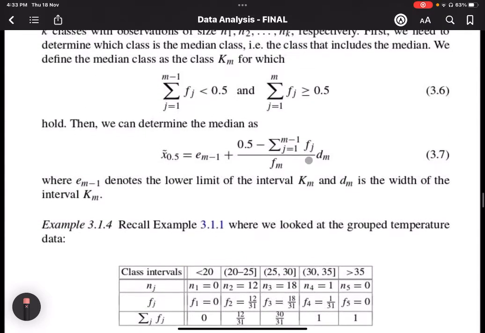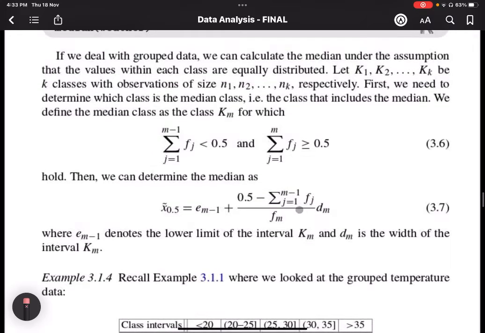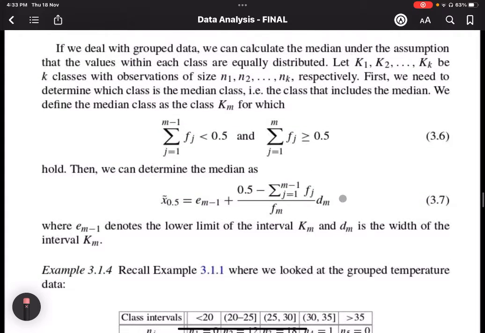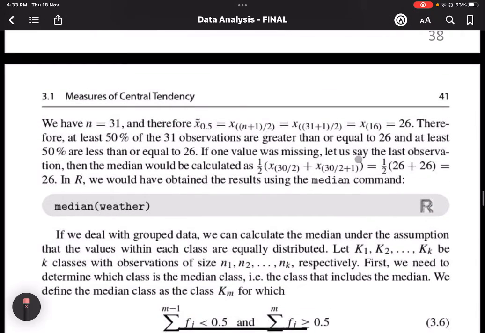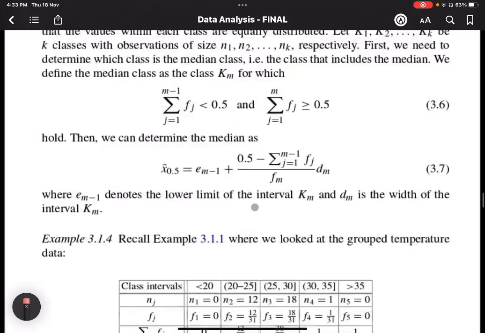Sa single, or hindi siya group, okay? Ang ating median ay 26. Yan, 26. Okay?